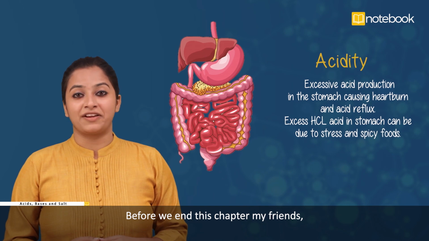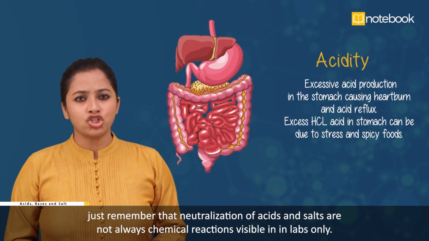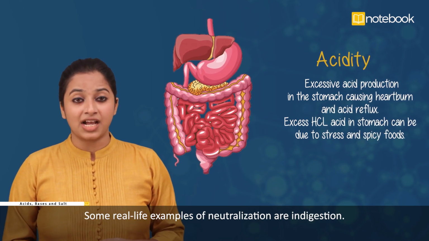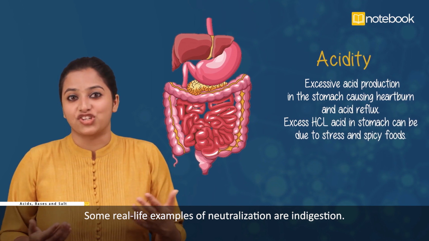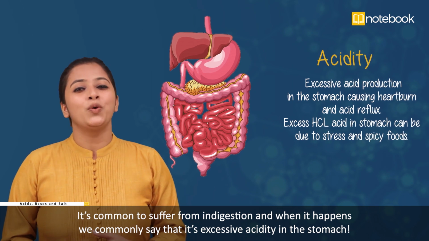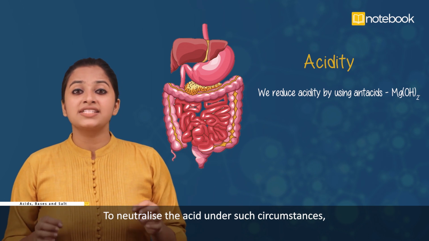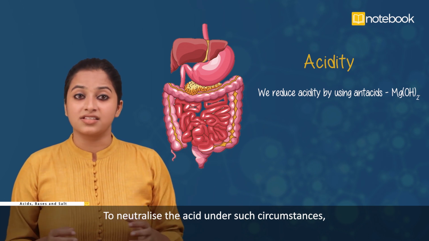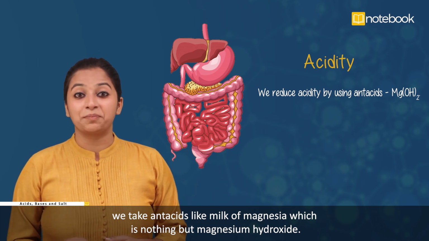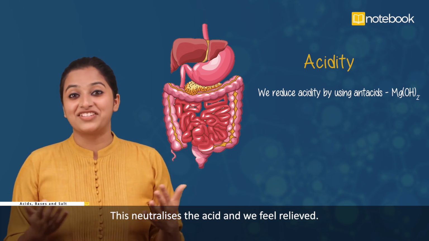Before we end this chapter, my friends, just remember that neutralization of acids and bases are not always chemical reactions visible in the labs only. Some real-life examples of neutralization are indigestion. It's common to suffer from indigestion, and when it happens, we commonly say that it's excessive acidity in the stomach. To neutralize the acid, under such circumstances, we take antacids like milk of magnesia, which is nothing but magnesium hydroxide. This neutralizes the acid and we feel relieved.